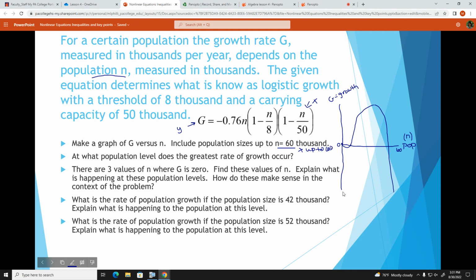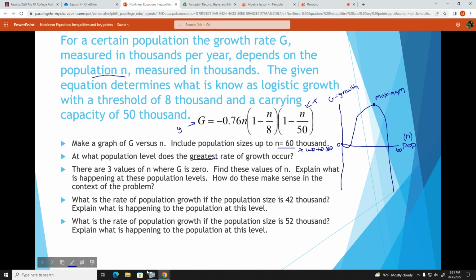So the first question is, at what population level does the greatest rate of growth occur? I'm focusing in on the word greatest, the greatest rate of growth, and we said that the y-axis was the growth. So the highest growth is going to be at the top of this graph, which I recognize as a vocab word about graphing, and that is a maximum. So my calculator is able to tell me that.